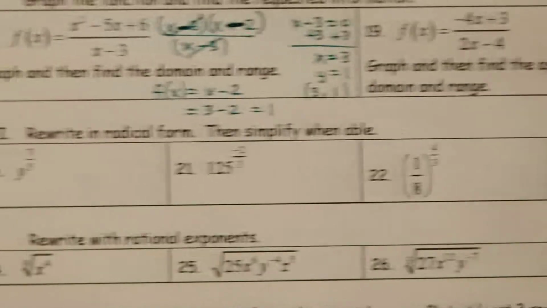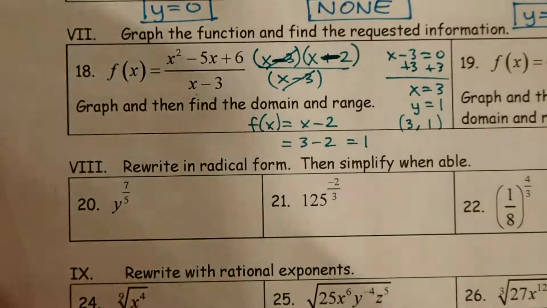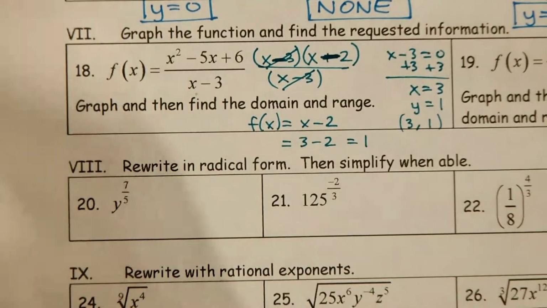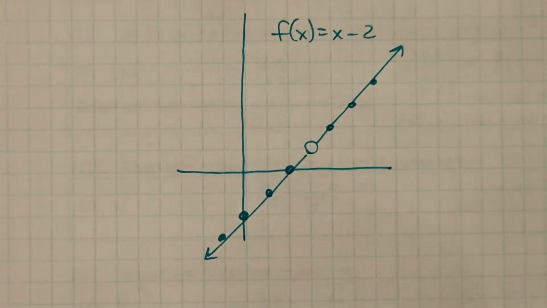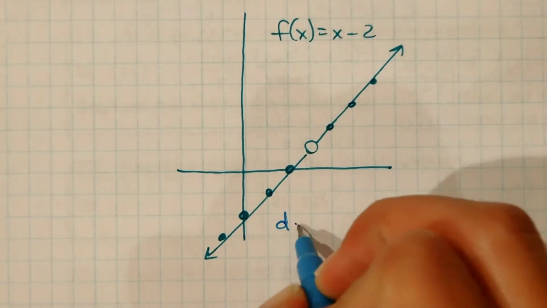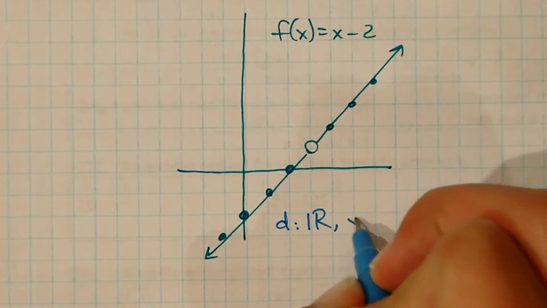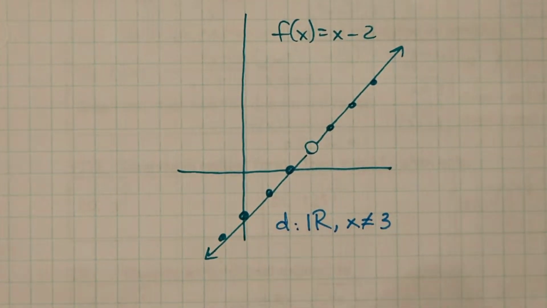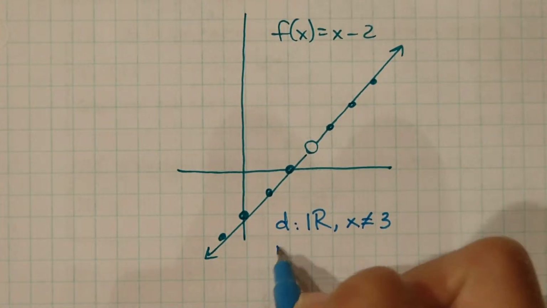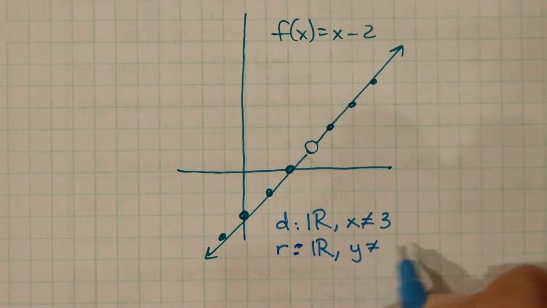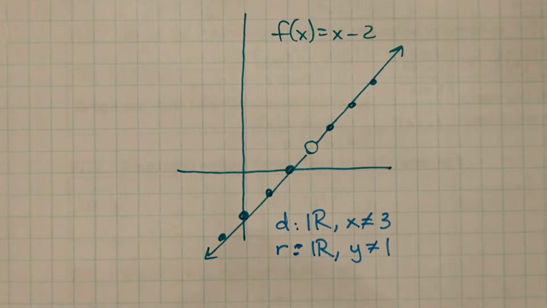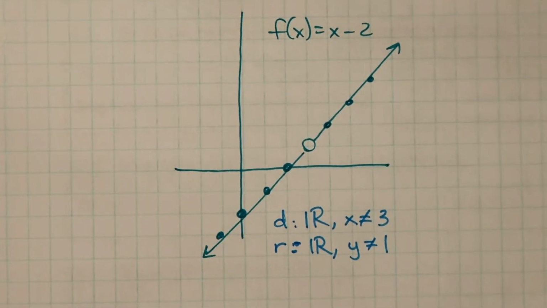Oh, I'm sorry, we didn't find the domain and range. Going back here. So the domain is going to be everywhere except the hole. Looking back at our graph, we can see that it's going to be all real numbers except x cannot equal 3, the location of the hole. The range is also going to be all real numbers, but y cannot equal 1, which is the location of the hole. So that includes our domain and range for number 18.